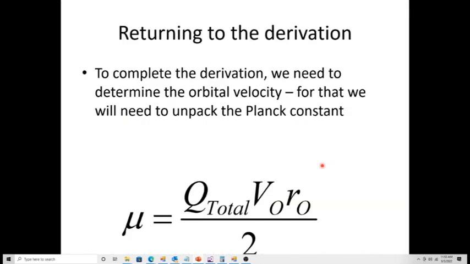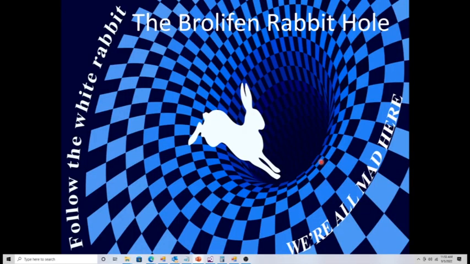So let's return to the derivation. Again, this is what we derived before from our binary system, the magnetic moment of a binary system. Now what we need to do is come up with the orbital velocity and the orbital radius. Well, we already know how to get the orbital radius. But how do we get the orbital velocity? Are you ready to go down the Bro-Lifen rabbit hole? My Patreon members know what that means. Basically, this is how we came about determining what the Planck constant really means, how to unpack it, and what the fine structure constant really means and how to unpack it.